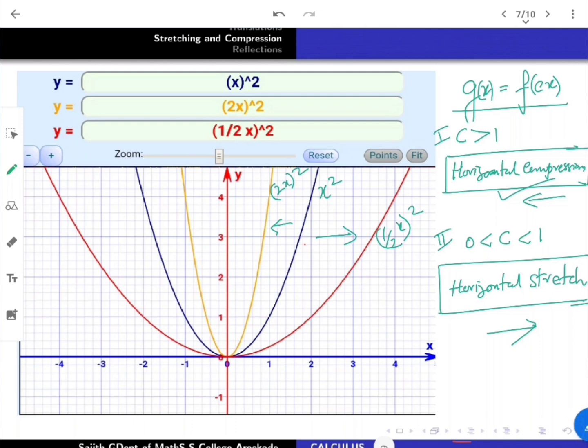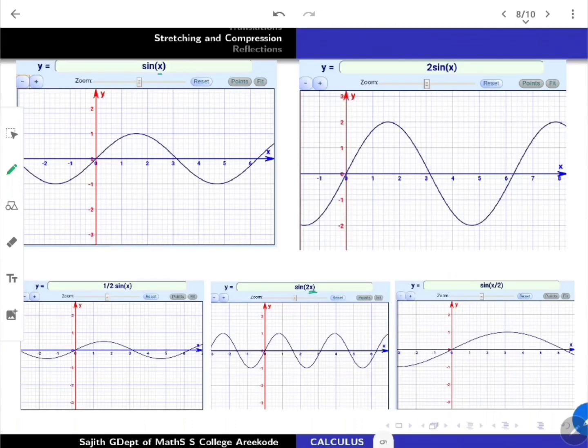Once it is understood well, even with a nice wave function, somebody can look at examples. See, for example, this graph is of sin x. If you are making the first sin x into 2 times sin x, so our g of x is c times f of x, c is greater than 1. Obviously, we can expect a vertical stretching. If you are considering half times sin x, that is, half is now in between 0 and 1, so we will get a compression at the vertical level.